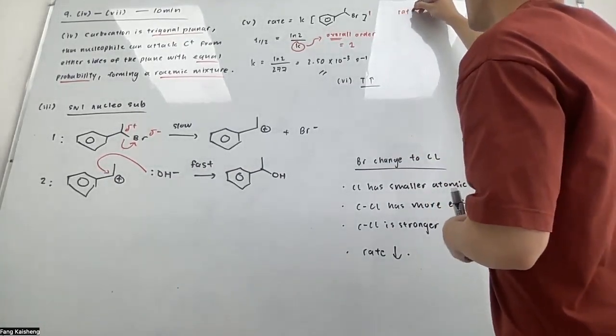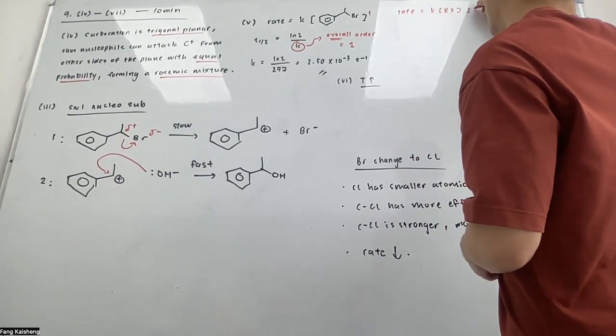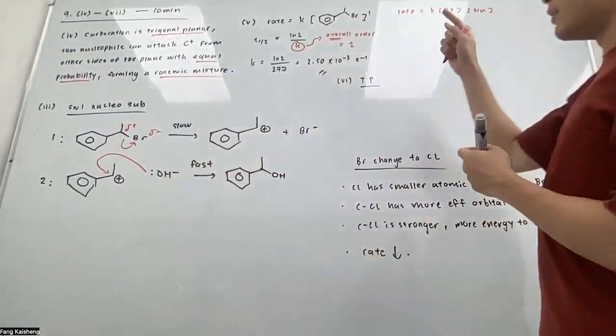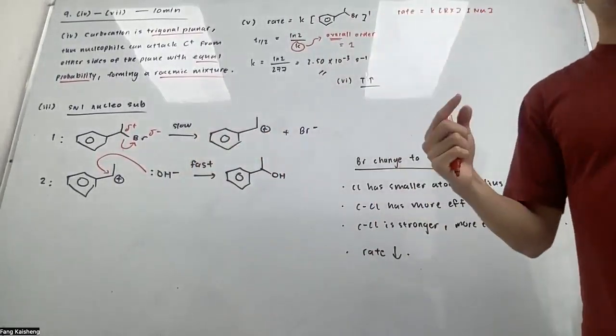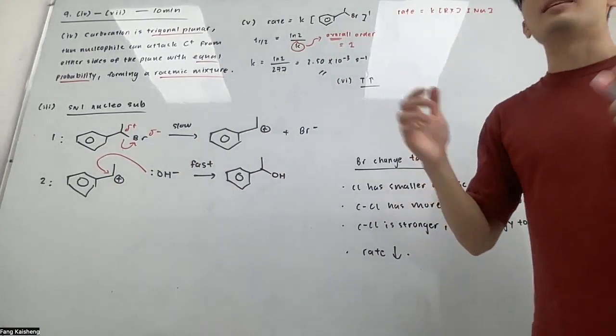Okay? Now, what if the rate of the reaction was second order? So you have RX and nucleophile. Guys, what will you do over here? How do we calculate the rate constant? If the overall order is not equal to 1, what should I do? Are we just stuck here?